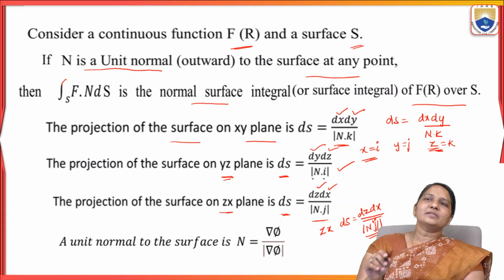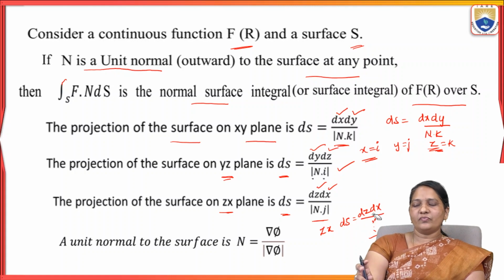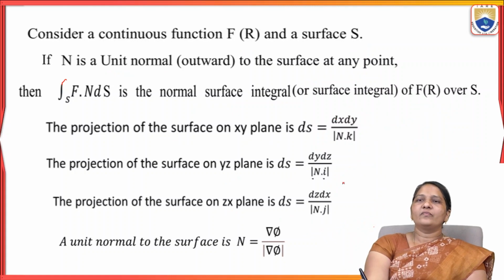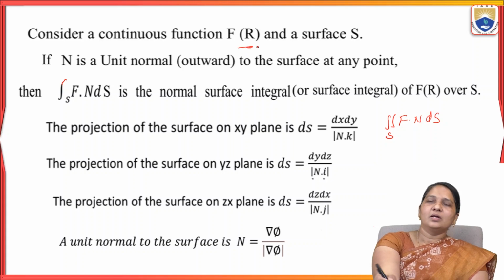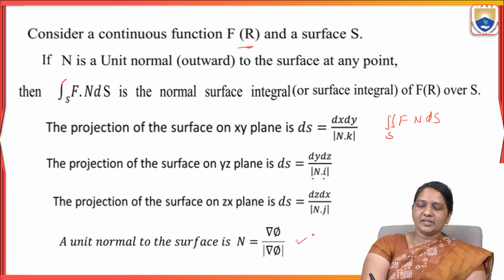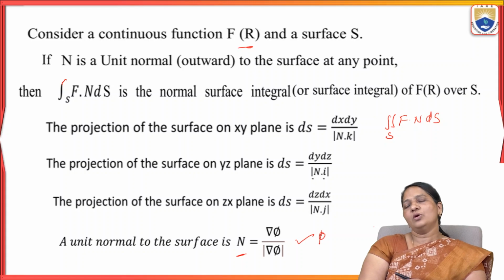And to calculate the surface integral, we just now observed the formula. What is that formula? Integral over s, f bar dot n ds. F we can get from the problem, that is a continuous function. And what is n? N is the unit normal to the surface. The formula is n equal to del phi by mod of del phi, and they will give the phi surface also. By using that phi, we can calculate the n value.